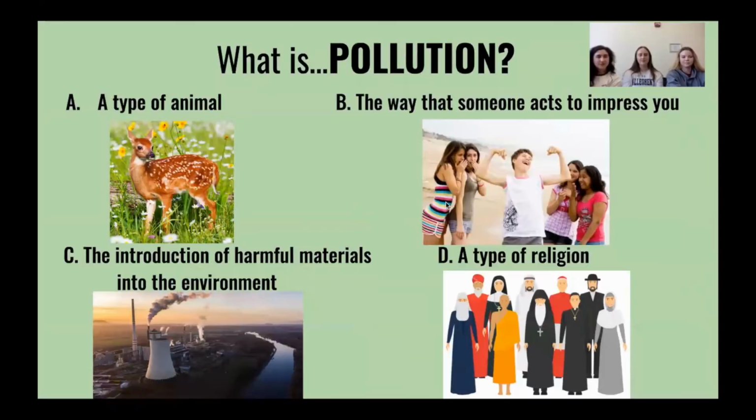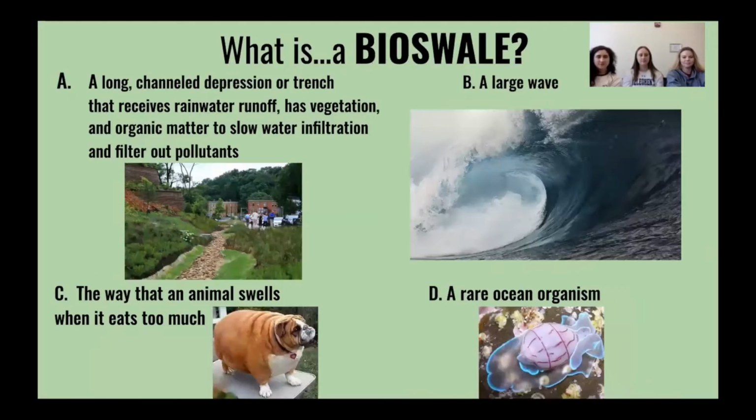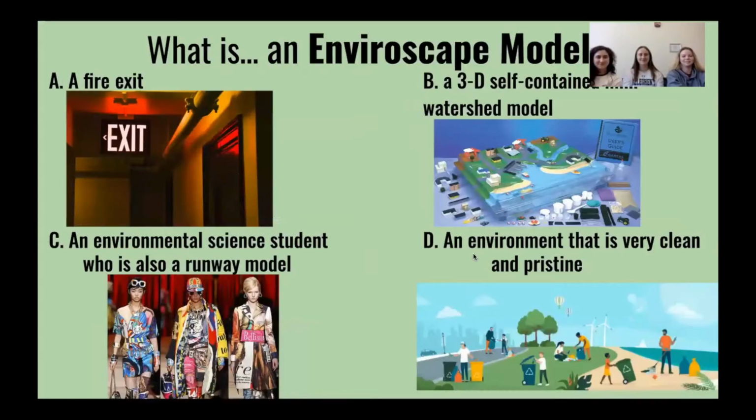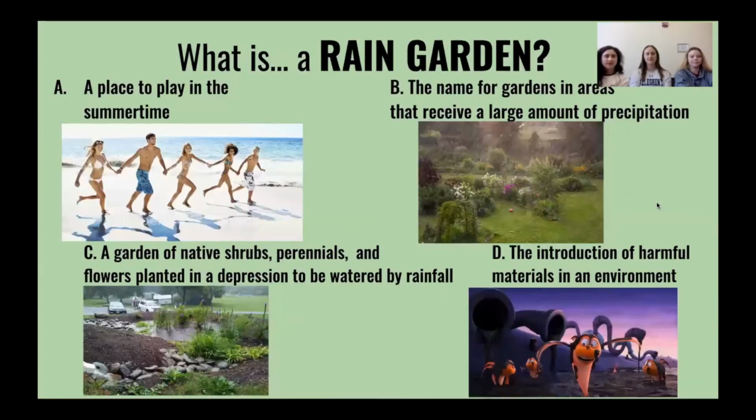What is pollution? The correct answer is C, the introduction of harmful materials into the environment. What is a bioswale? The correct answer is A. What is an Enviroscape model? The correct answer is B, a 3D self-contained mini watershed model. What is a rain garden? If you guessed C, you're correct.